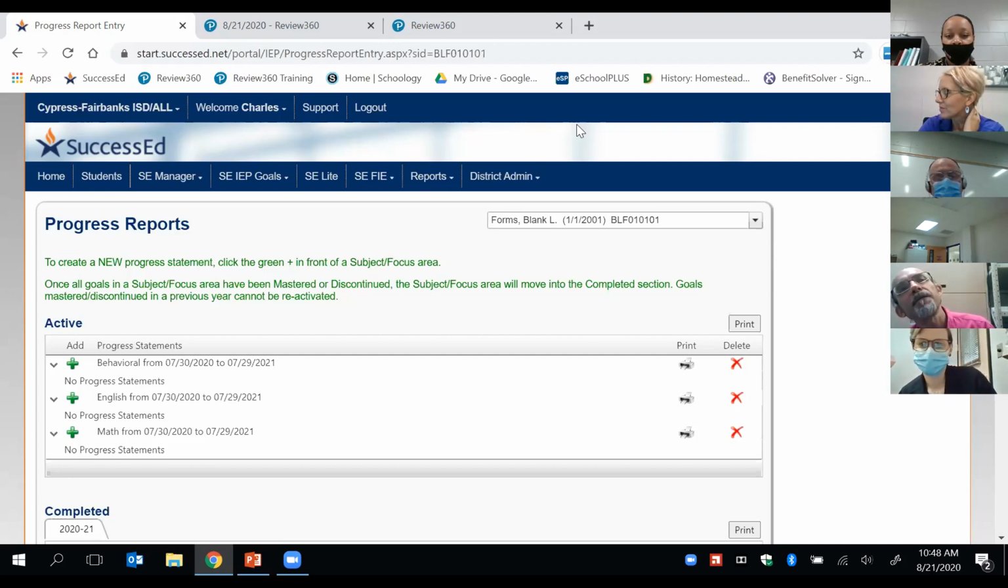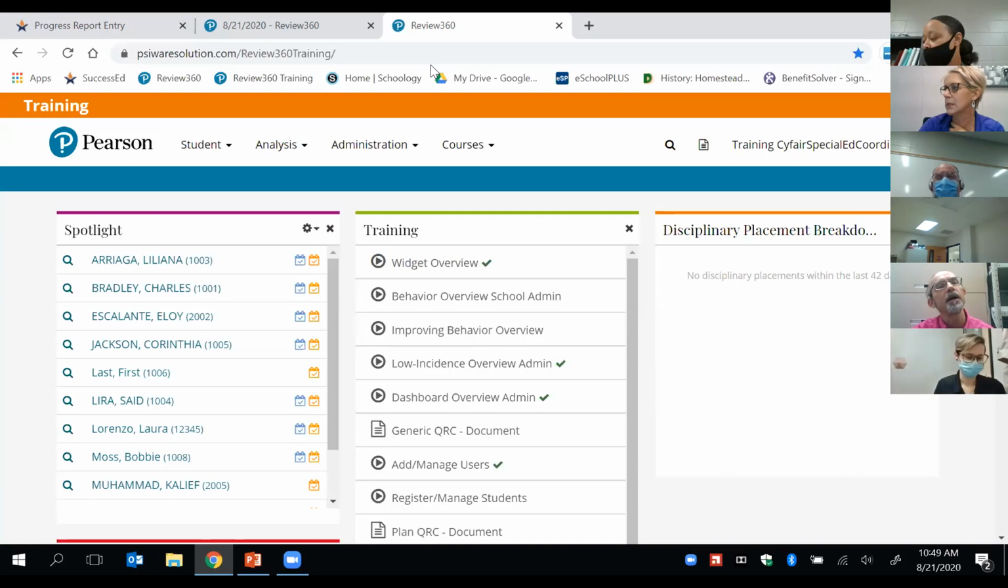So paras, if you have paras that need to have access to Review 360, please send me an email with them CC'd in the email, and then I can create accounts for them. And again, paras are only going to be able to score plans for whom you add them as a teacher, okay? So their rights are limited in Review 360. Once the accounts are created, you can add them to the plan, and whatever students that you add to them will also appear in the spotlight box, and they would be able to then go in and take data on whichever plans they have been added to.